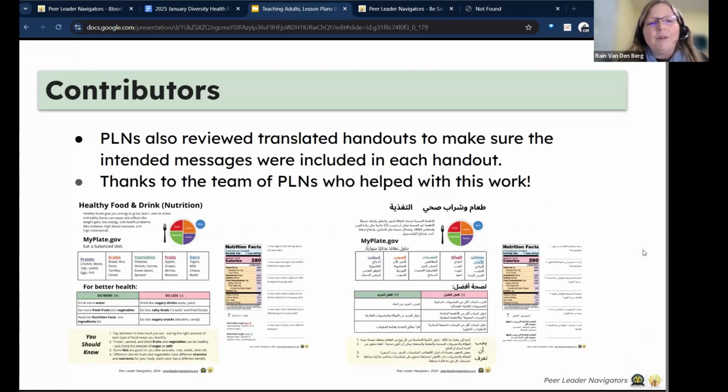PLNs also have been working on translating the handouts. We did initially translate them, but they need to be corrected and reviewed. And so PLNs have been doing that. And thanks again to all the PLNs who helped with this.